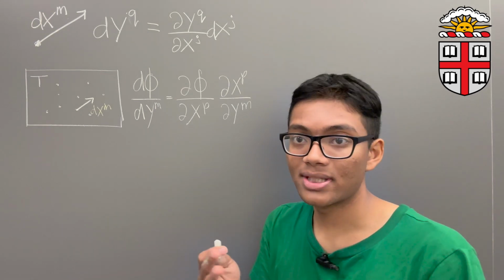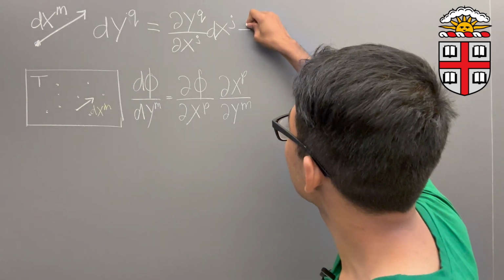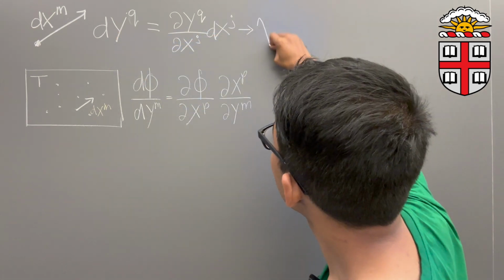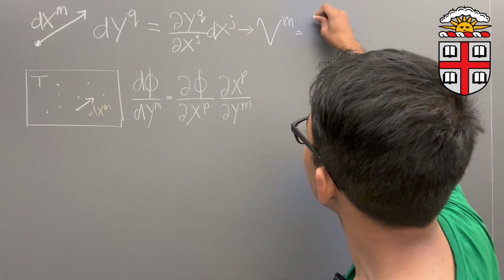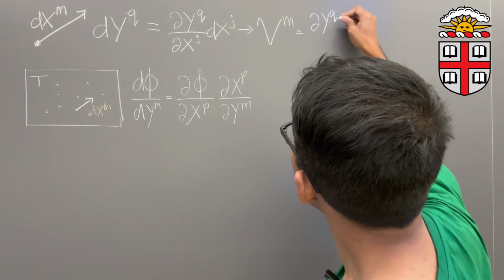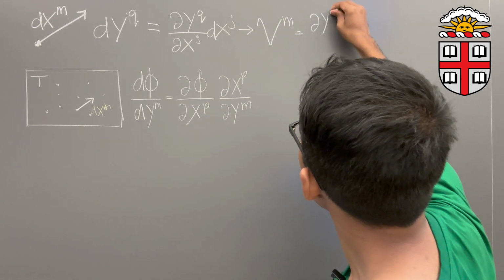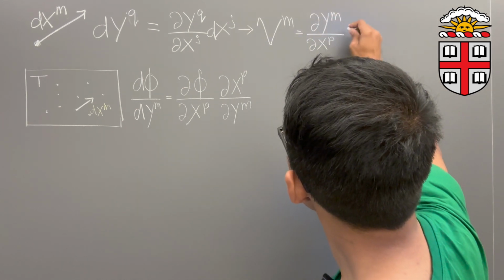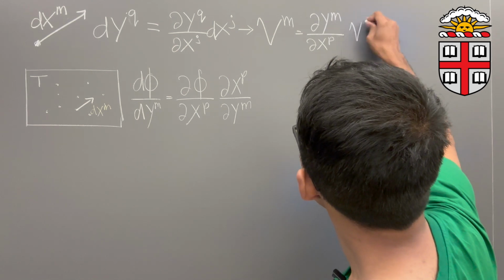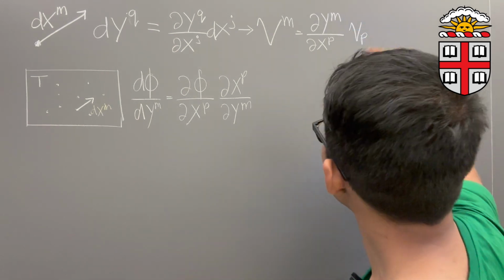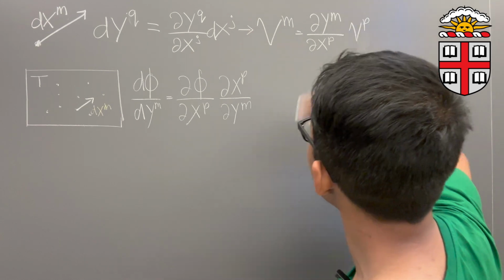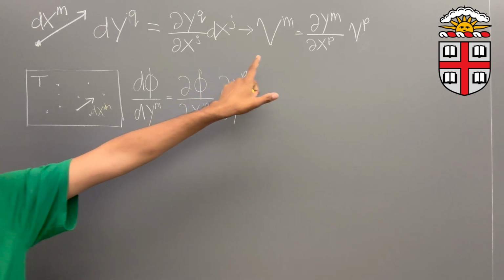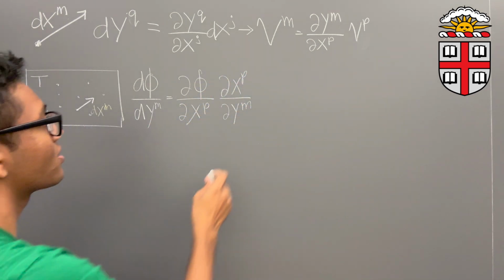So now let's put this to use. First of all, let me write this a little bit more formally. I'm going to write this as v to the m is equal to partial y to the m over partial x to the p times v to the p. Okay, so actually that should be contravariant. Good, so that is one way we can write contravariant vector components.